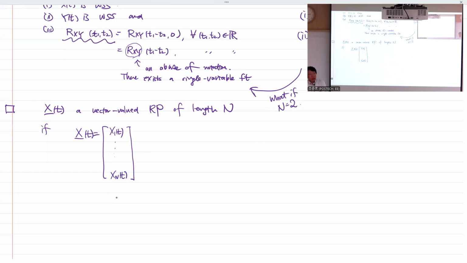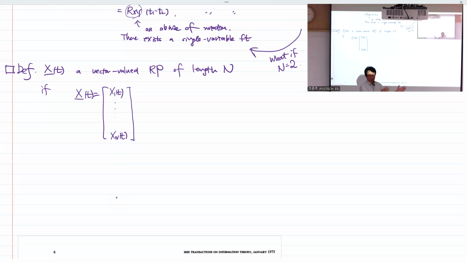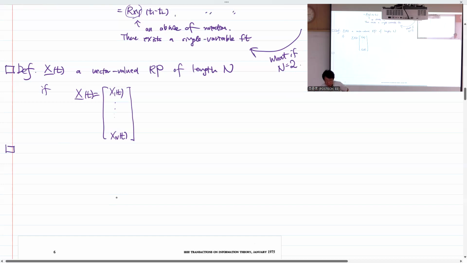And also, you may develop something very, very interesting. So here goes the definition of a vector valued random process. Of course, here we assume continuous time. You may define a discrete time vector valued random process too. Okay. Now, here goes a definition of wide-sense stationarity of this vector valued random process. Who wants to boldly give me two properties? Anybody?